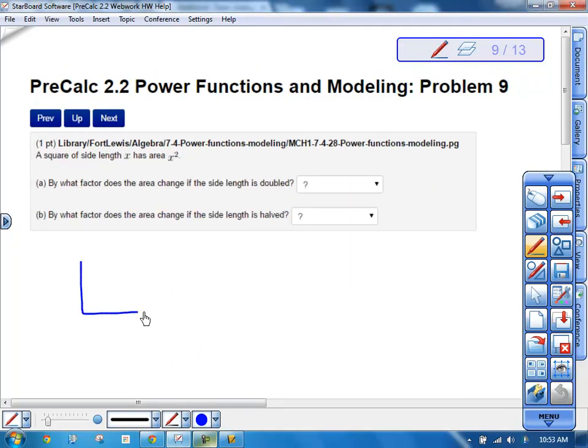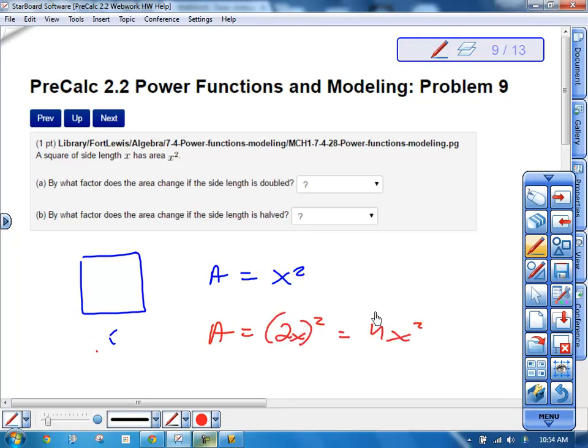Next problem says a square has side length x right here, and then obviously the area is x squared. By what factor does the area change if the side length is doubled? So if you double this now, then it would be 2x squared. So the area would end up being 4x squared, so it's 4 times the original x squared. I don't know if I could show that better, but there's the original. And then the new would be area equals 2x squared, which is 4x squared. So if you compare the original to the new, it's 4 times.